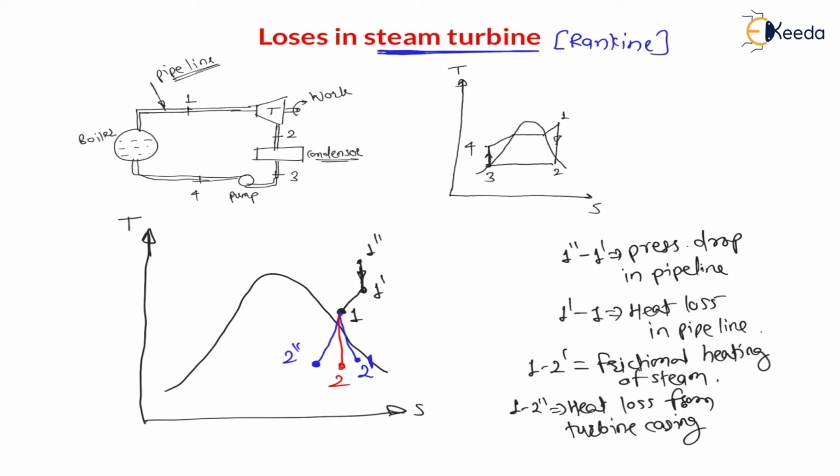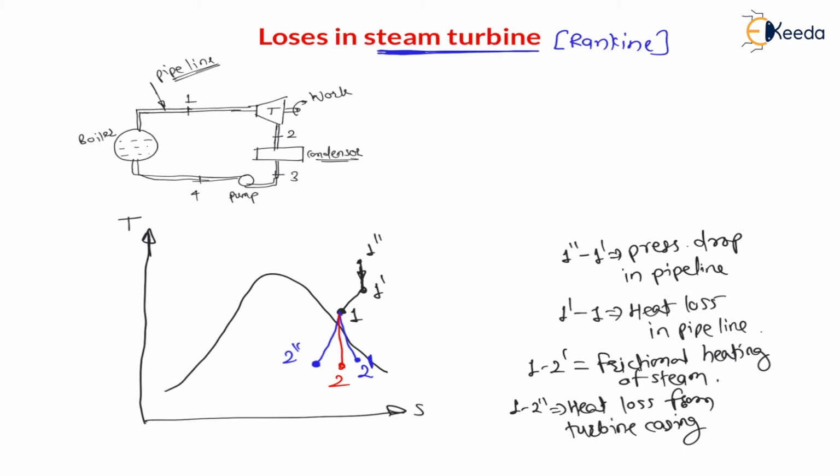Now my dear students, let us understand a simple concept, that this 1 to 2 is isentropic, but whenever frictional heating of the turbine or frictional heating of steam is equal to heat loss from the turbine casing, then only the process will be isentropic. But this is not adiabatic, because here there is a heat transfer: because of friction heat is getting added, and because of heat loss from the turbine casing, heat is rejected from the system. Therefore it is not adiabatic, but it is isentropic, right?